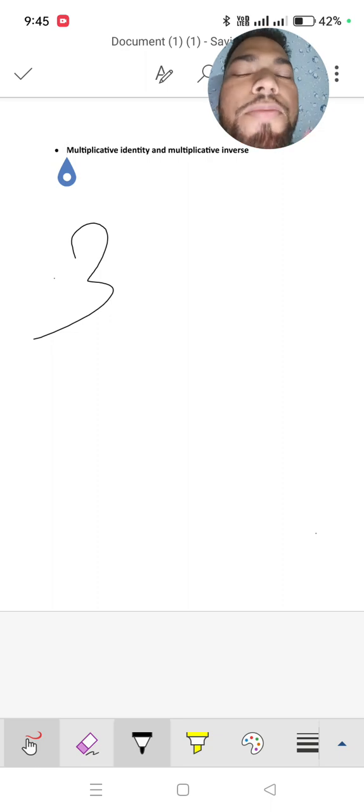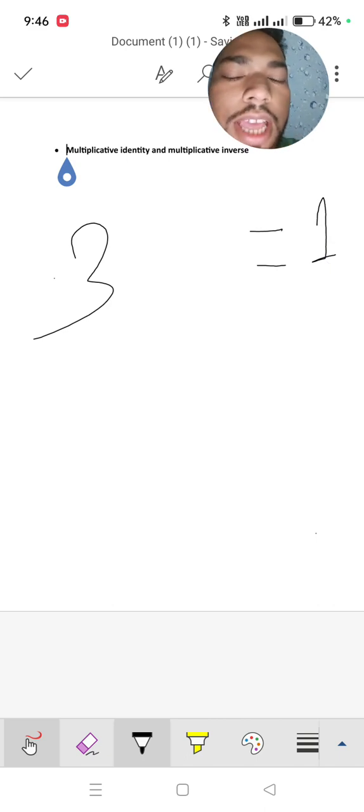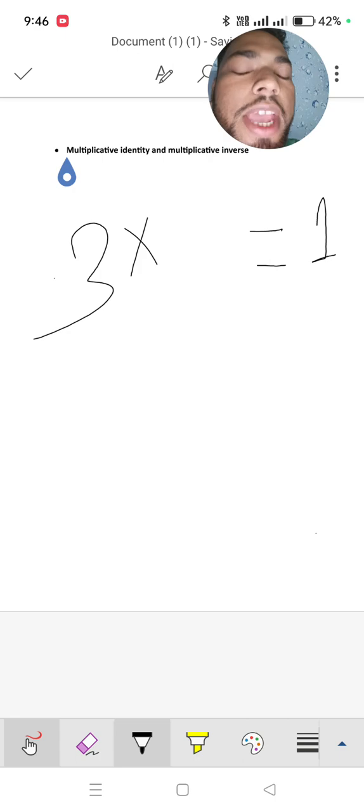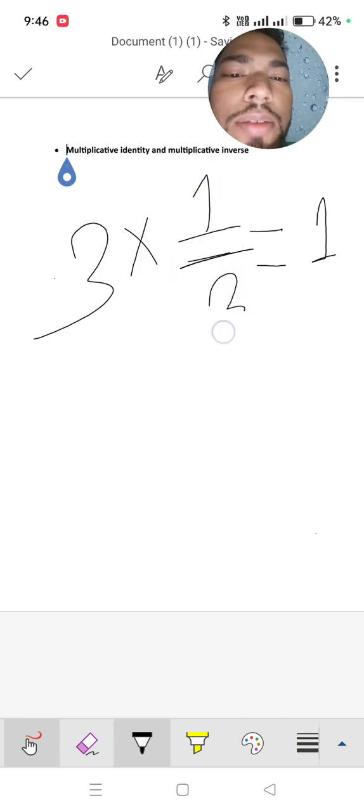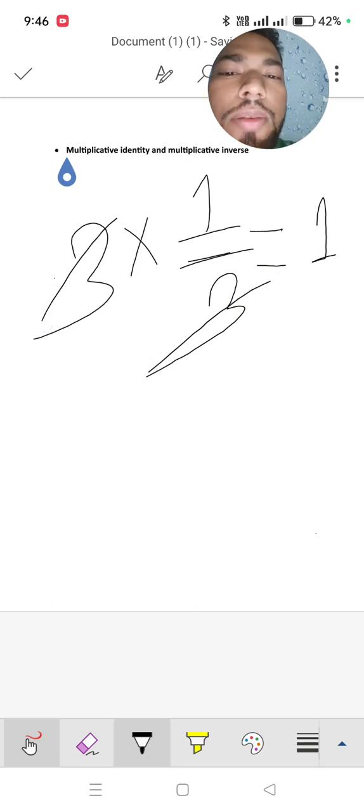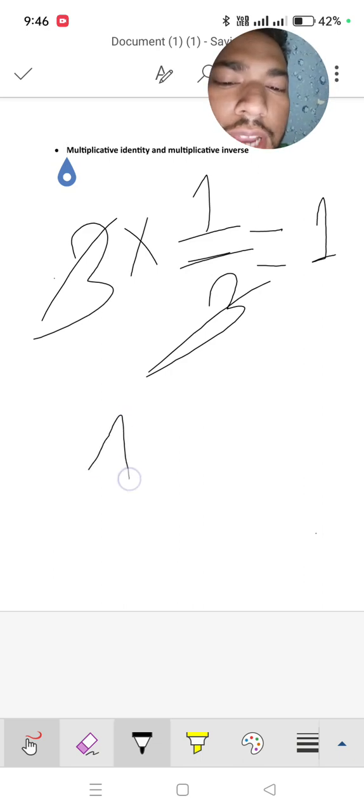Now, how do we find the multiplicative inverse? Here you see. First of all, we have to make the answer 1. So we see which number we have to multiply with 3 to make the answer 1. That's why we have to multiply with 1 by 3. Now 3 and 3 will cancel out, then the answer will be 1. That's why the multiplicative inverse of 3 is 1 by 3.